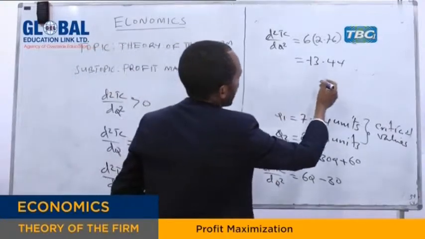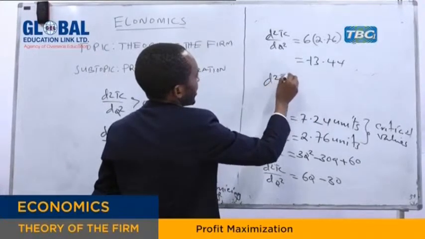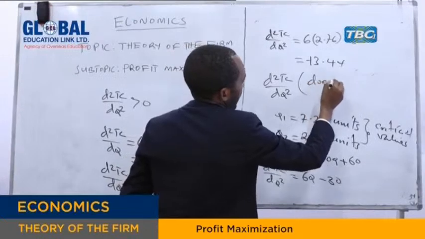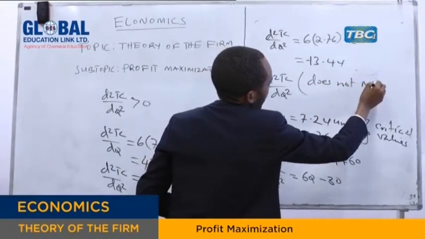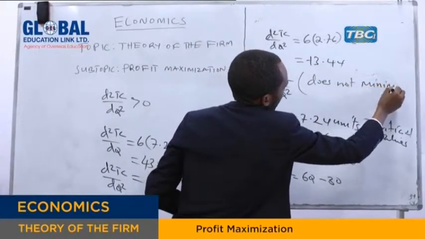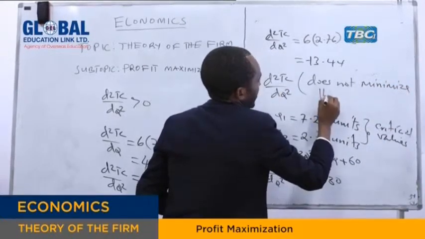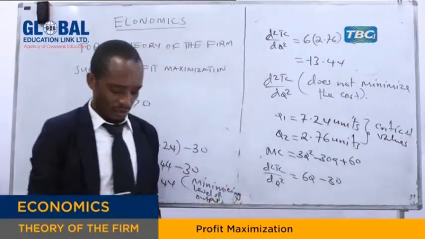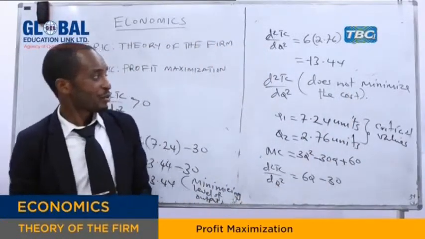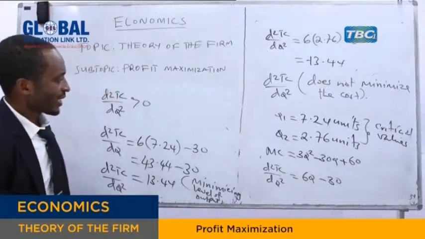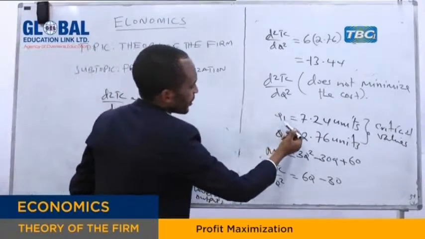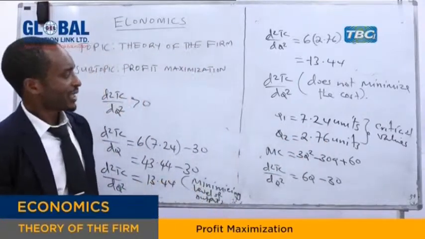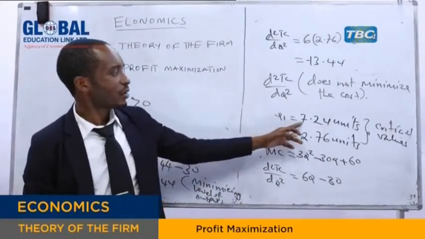So d square TC over dQ square does not minimize the cost. If you are asked to calculate the minimum cost, it means our critical value is to be substituted. So substitute this value in the cost function.